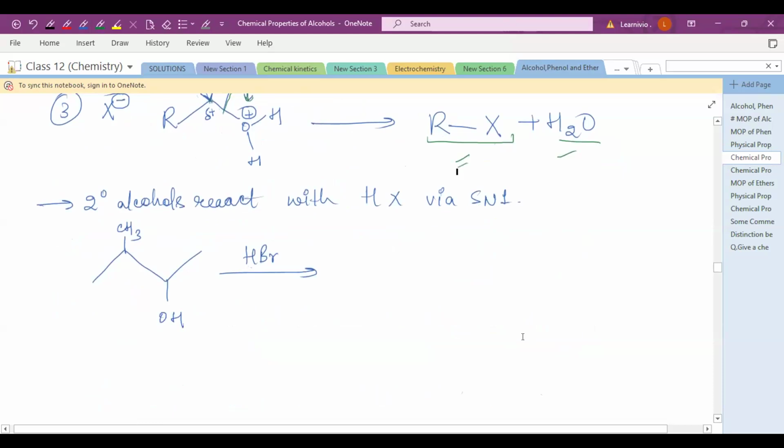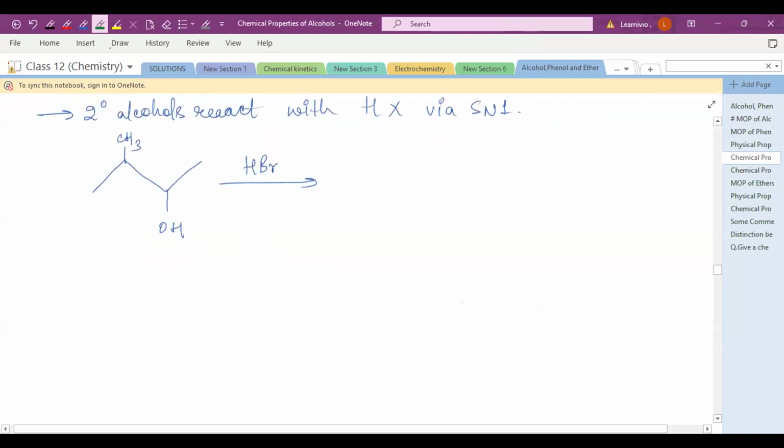SN1 reaction, SN1 mechanism. And what is SN1 mechanism? It's a two-step mechanism, right? Means the formation of carbocation and then attack of nucleophile, two-step mechanism. So secondary alcohol reacts with HX via SN1. Now let's do the mechanism. Try to solve this question.